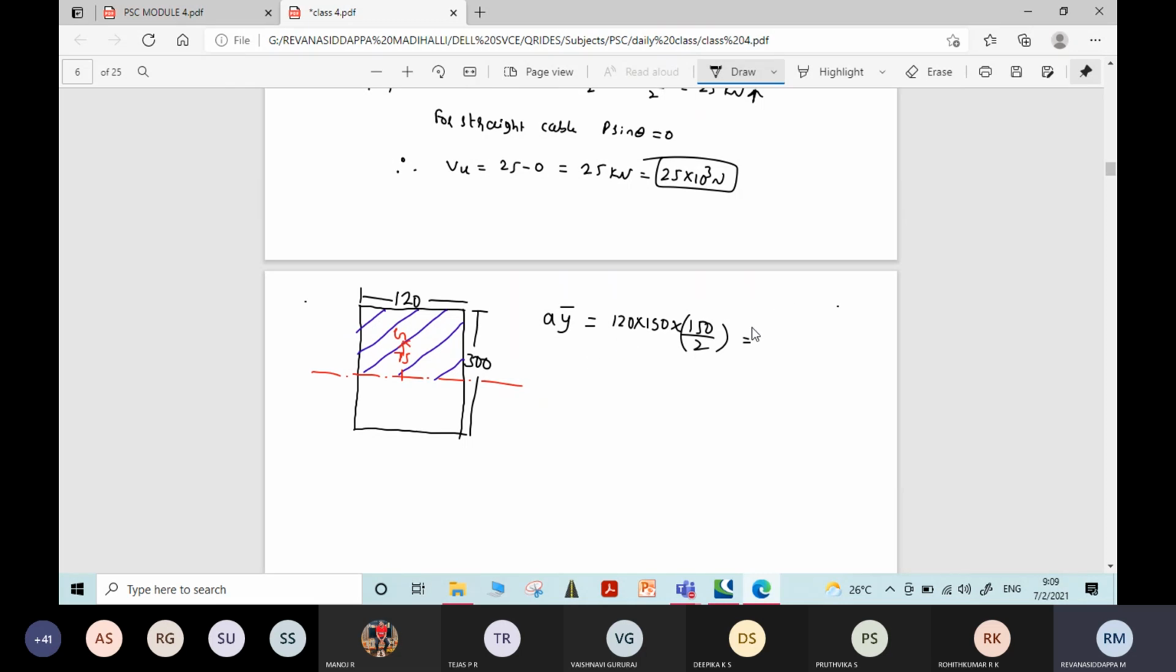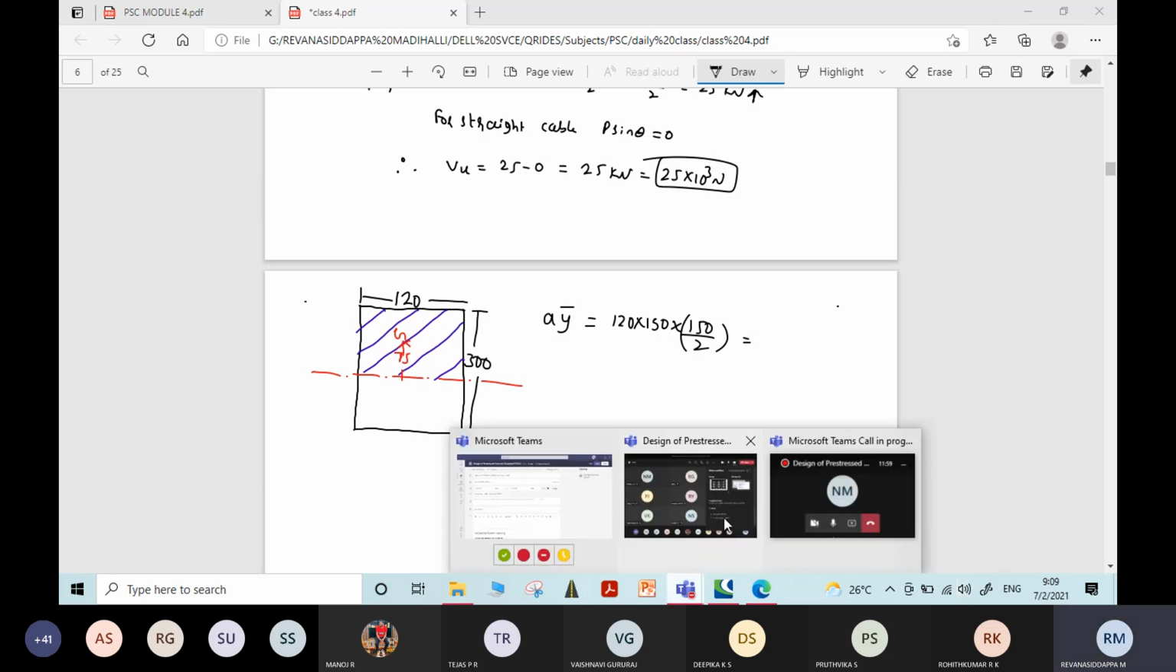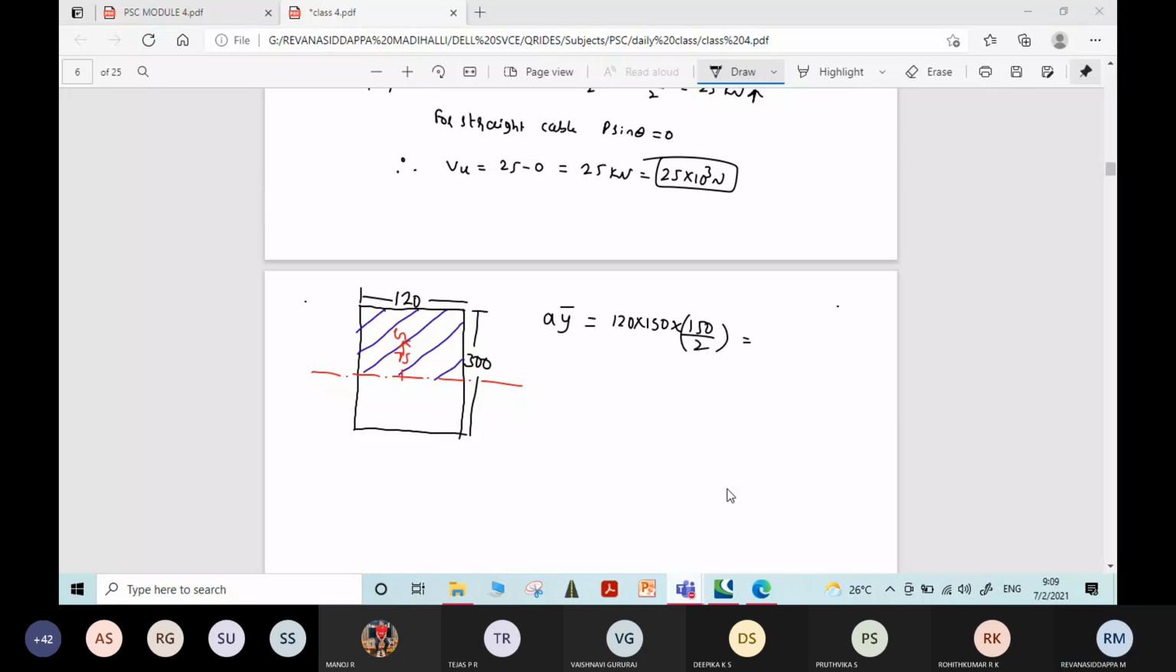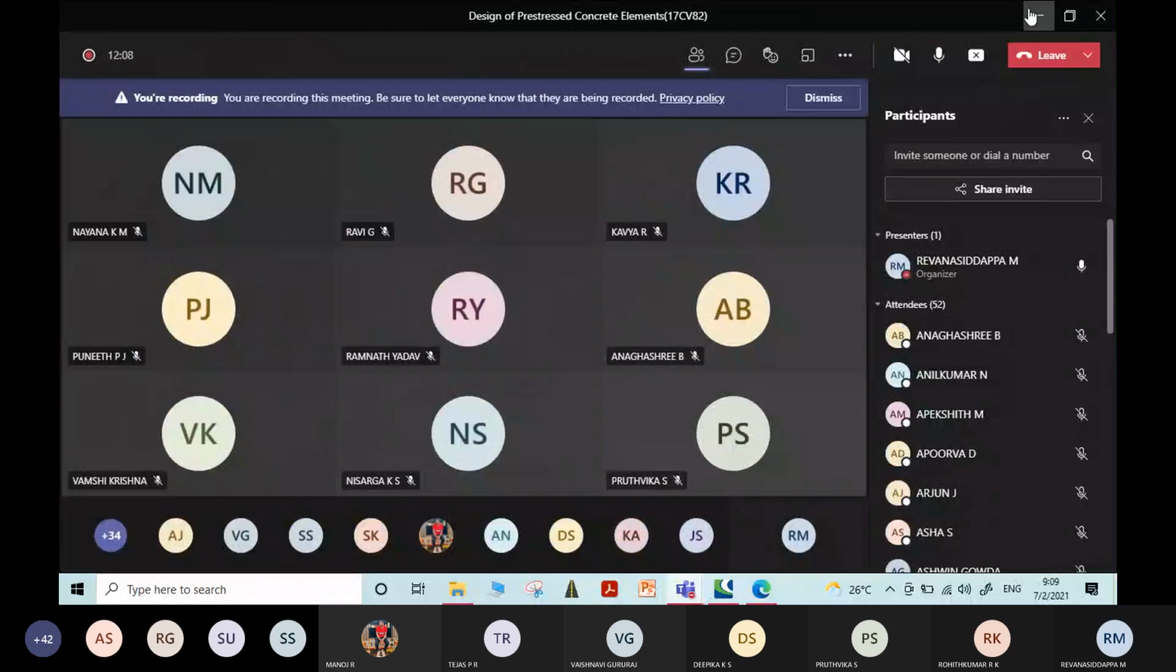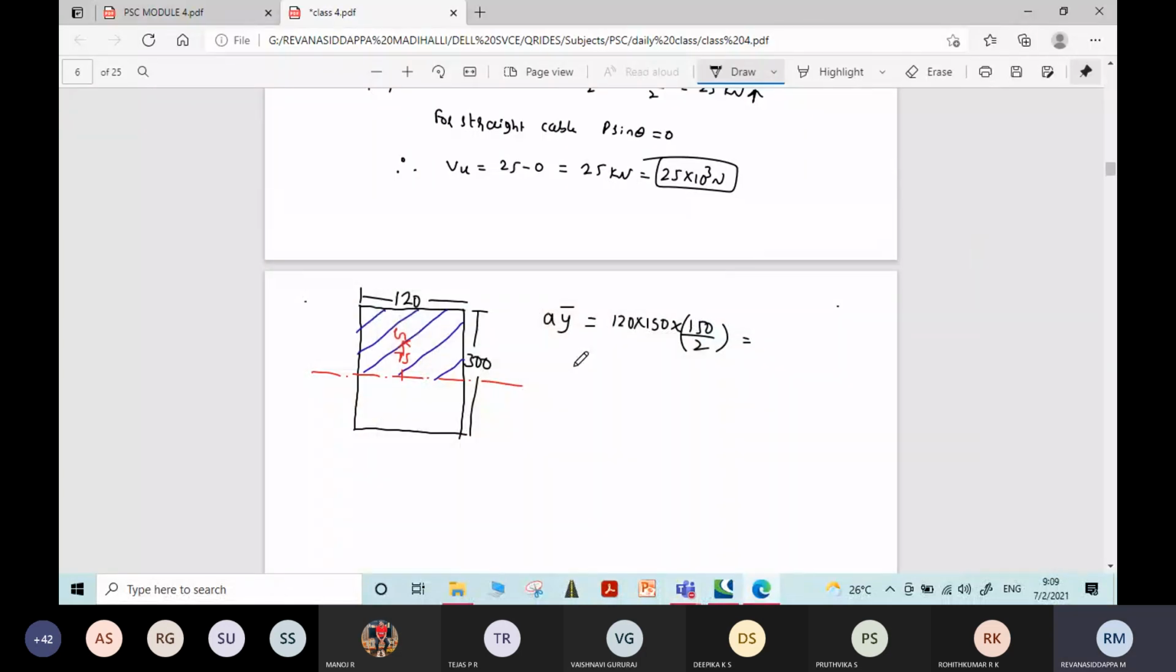Tell me the answer, students. Am I audible? What is the answer? Tell me. 1.35 into 10 to the power 6, sir. Yes, 1.35 into 10 power 6 mm cube.